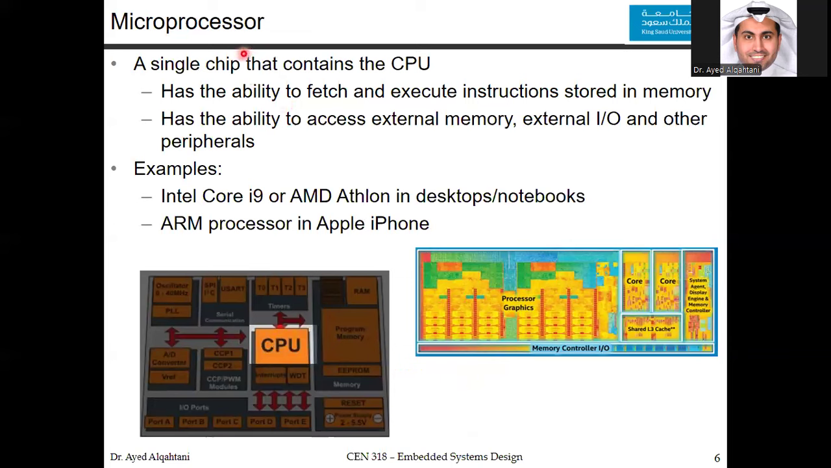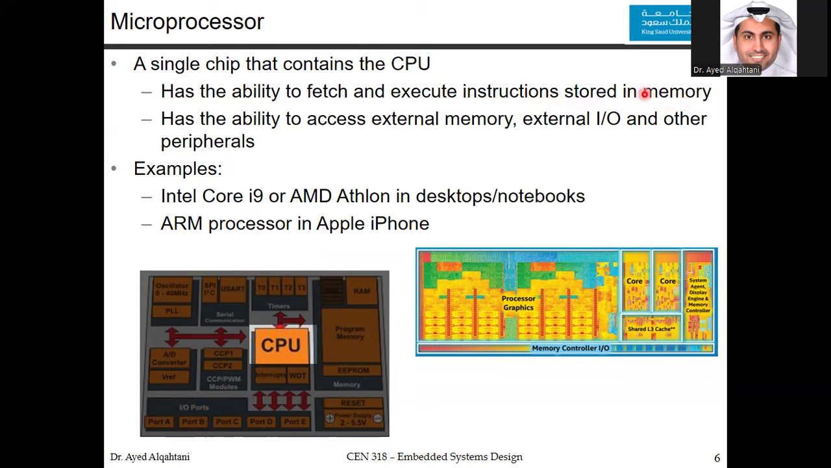Remember, in this course, we are interested in embedded systems that have microcontrollers inside. But we will introduce the microprocessor first so we can compare it to the microcontroller. So basically, it's a single chip that contains the CPU. You can see here, this is the CPU. We have other things, but the microprocessor is only the CPU. It has the ability to fetch and execute instructions stored in the memory.